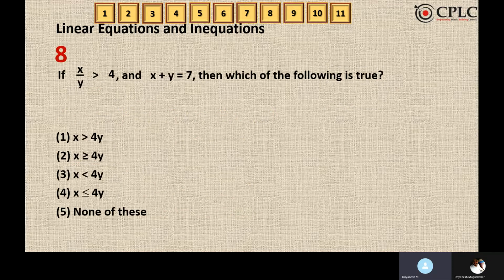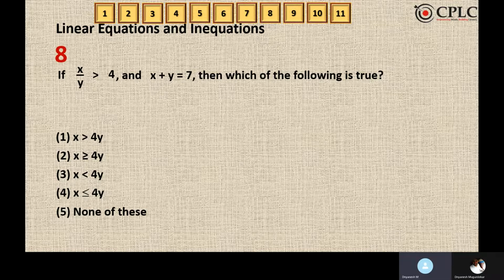Now, eighth and the ninth, these are the two questions which are based on the second idea of this topic, which is inequations. And inequation questions are slightly different in terms of asking as well. So the question is, if x upon y is greater than 4 and x plus y is equal to 7, then which of the following is true? So x upon y is greater than 4.